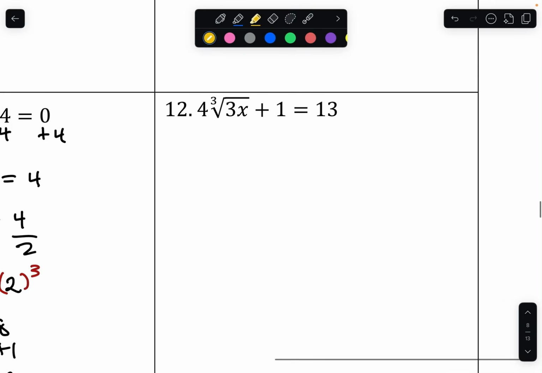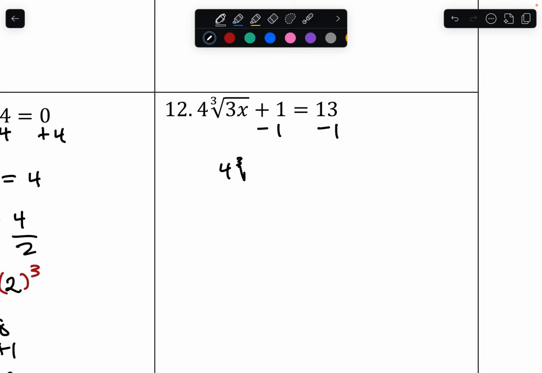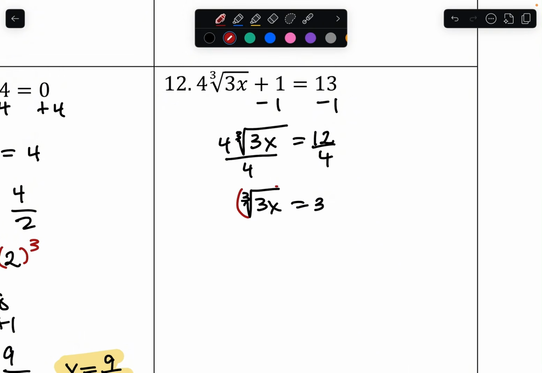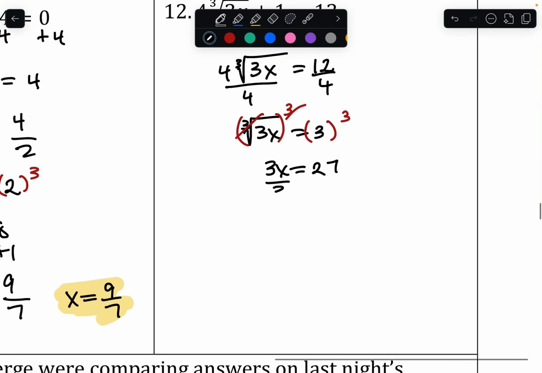Okay, here, isolate your cube root. And then when you're writing your cube root, make sure it doesn't look like you're multiplying by 3. Make sure that 3 is small. And then divide by 4. So I have cube root of 3x equals 3. Now we are ready to cube both sides. And so 3x equals 27. Divide by 3. We get x equals 9.